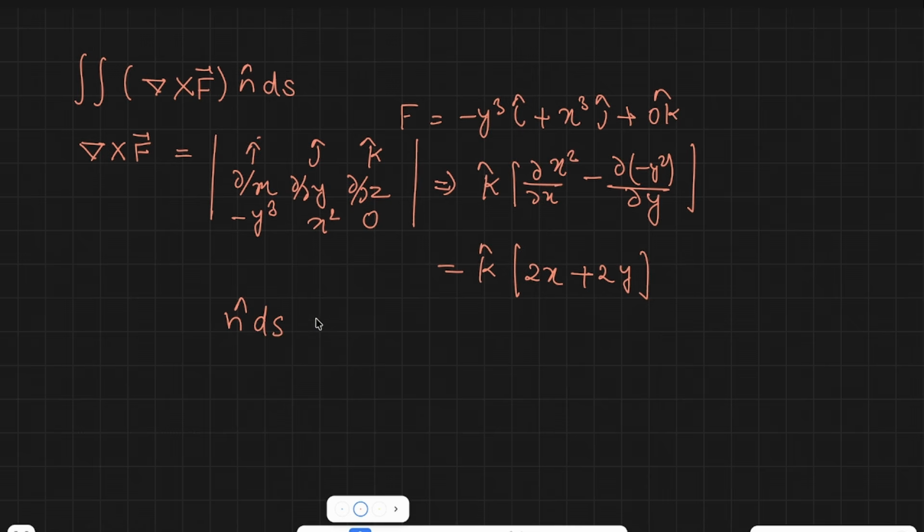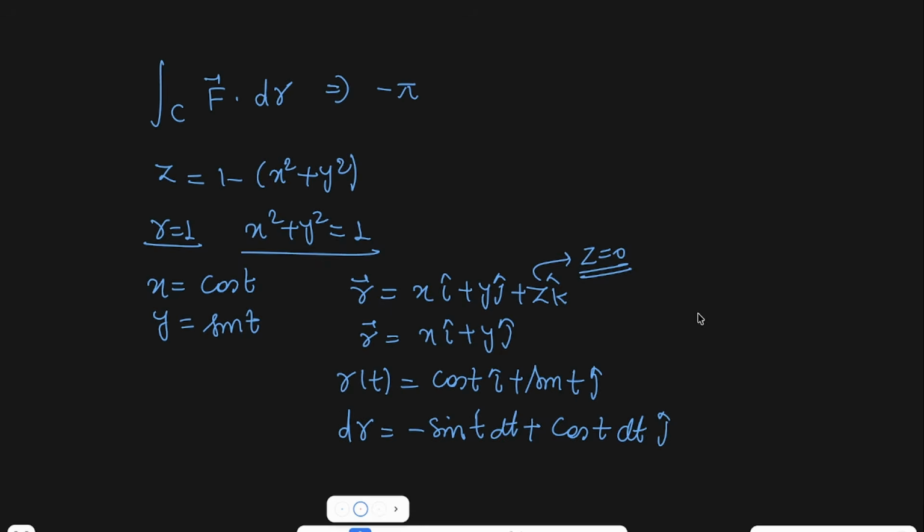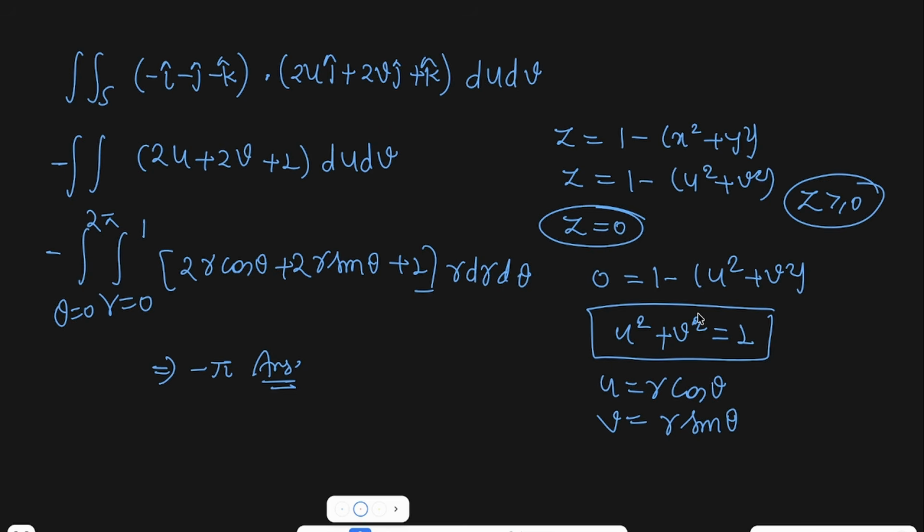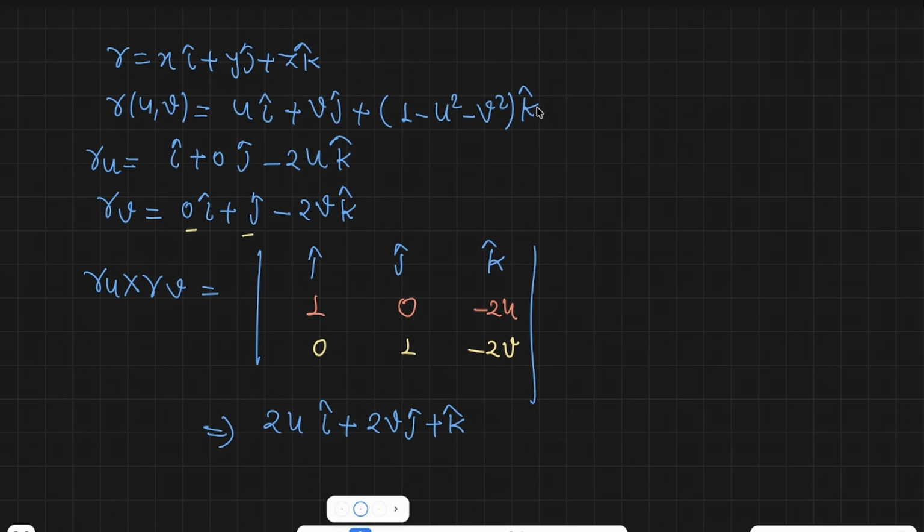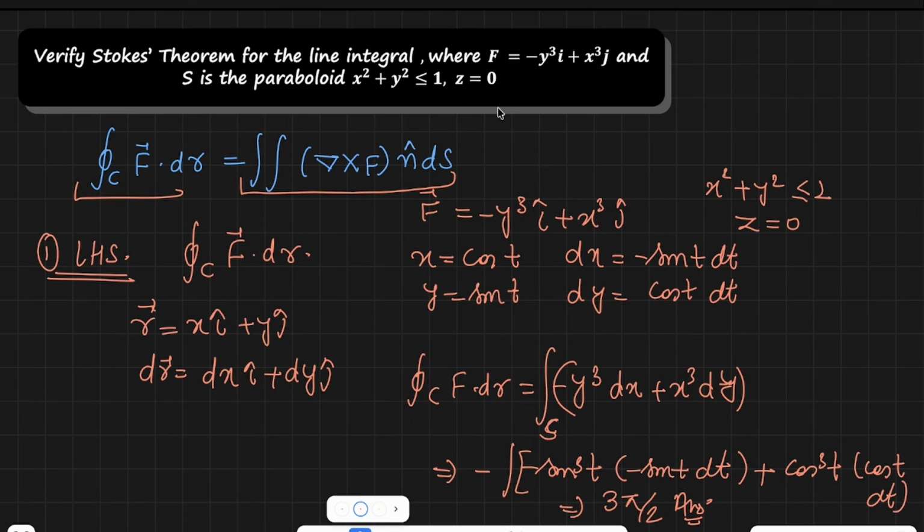Yes, now what is your n cap dS? So you have to find the n cap. N cap means r_u cross r_v. In this case, r is x i cap plus y j cap plus z k cap. Similarly, this is the same as the previous question, which we have solved completely. From here you convert: put the relations x equals u, y equals v. Because here z was given as 0, put the values and you will get the same answer.